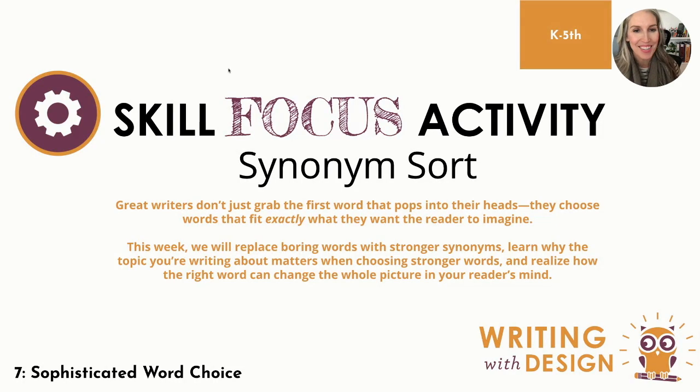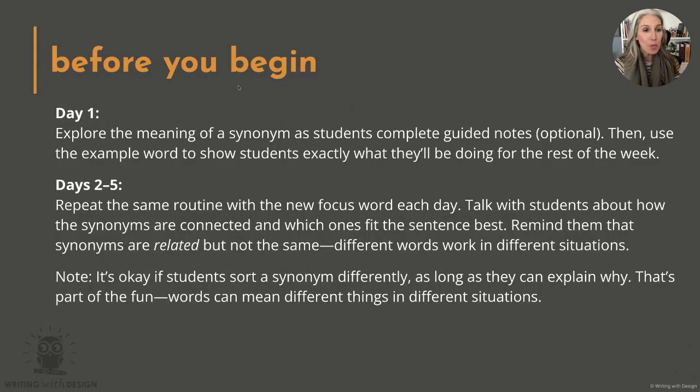So let's get started. On day one, we're going to first explore the meaning of a synonym. What does that word even mean, and how do we know when we found good synonyms for the words that we want to replace? And then we're also going to walk through the steps with one of the words. We have an example word, and we'll walk through all of the steps that we want your brain to learn to do to evaluate the synonyms that you'll come across. And then for days 2 through 5, we're just going to repeat that process for new words each day.